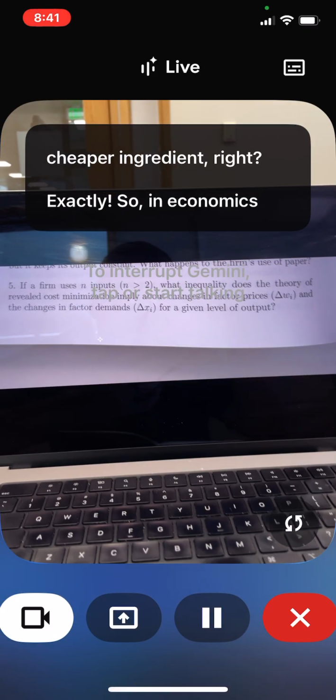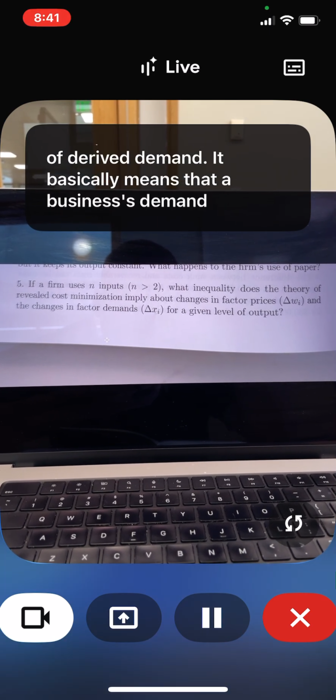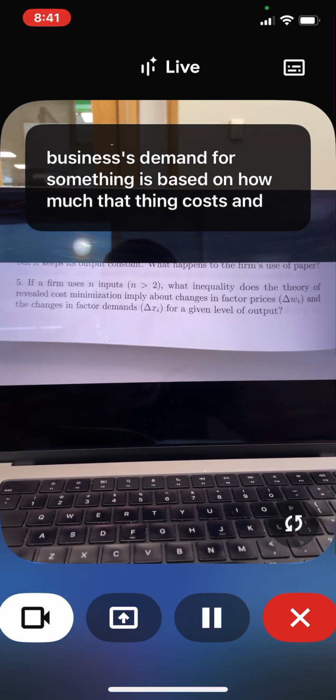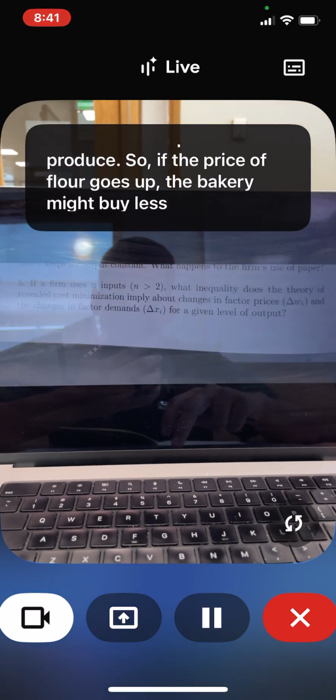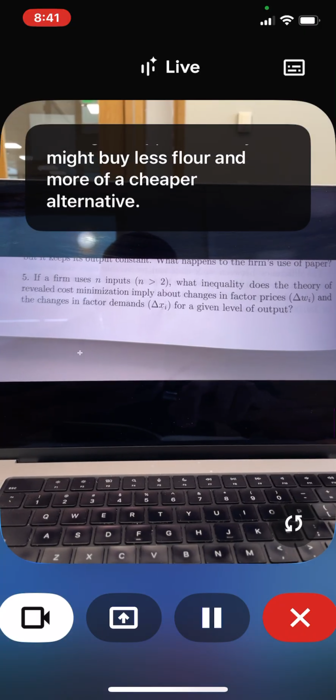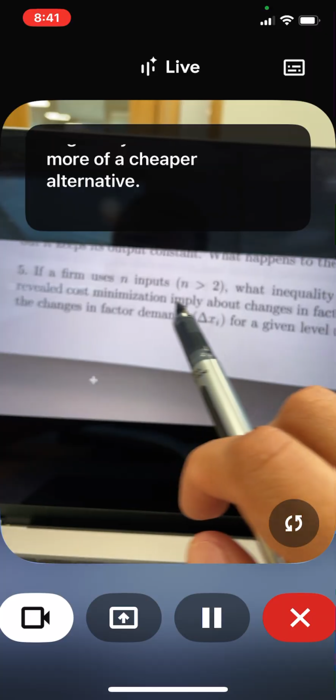Exactly. So in economics terms, this is called the law of derived demand. It basically means that a business's demand for something is based on how much that thing costs and how much it helps them produce. So if the price of flour goes up, the bakery might buy less flour and more of a cheaper alternative.